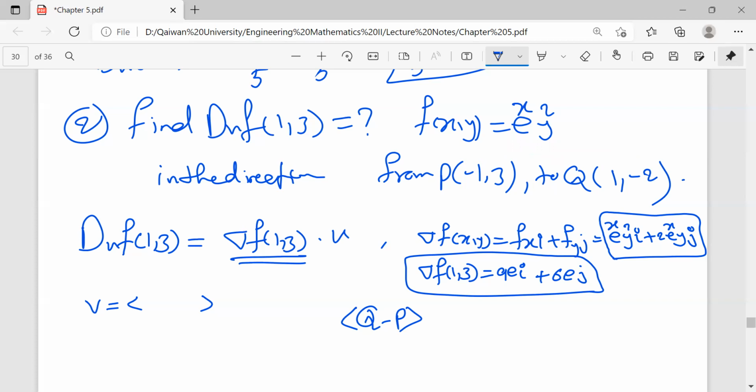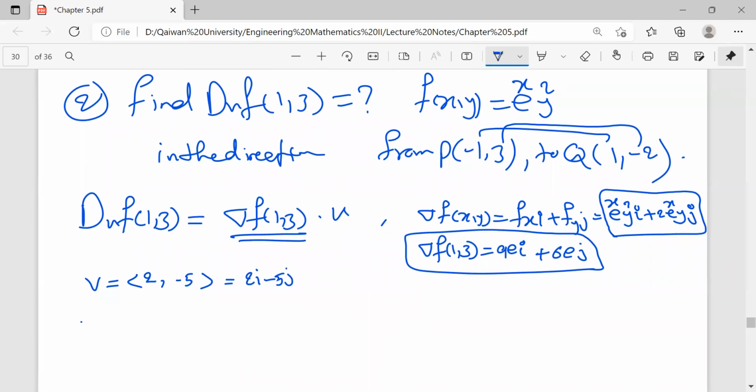We get 1 minus 1 is 2, and -2 minus 3 is -5. This is a vector. If we write it down as a vector, we get 2i minus 5j. Is it a unit vector? No, it's not a unit vector. Why? Because the magnitude is the square root of 2 squared plus 5 squared, which is square root of 29. It's not a unit vector.